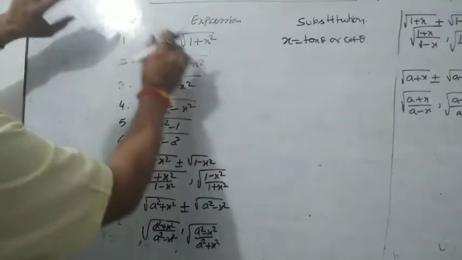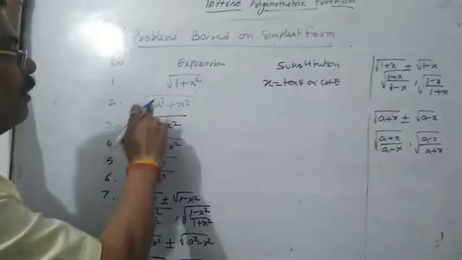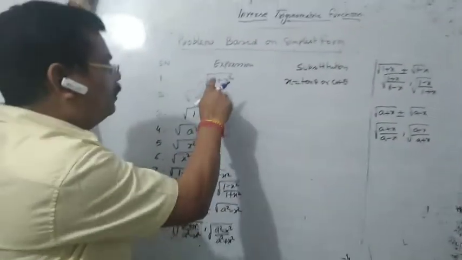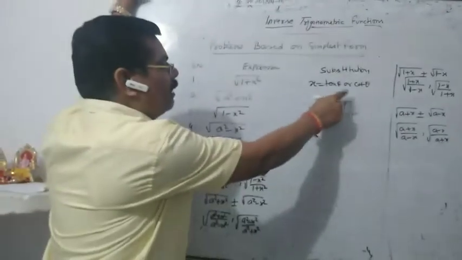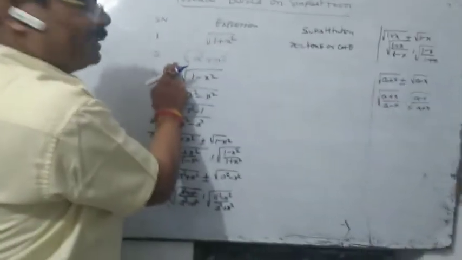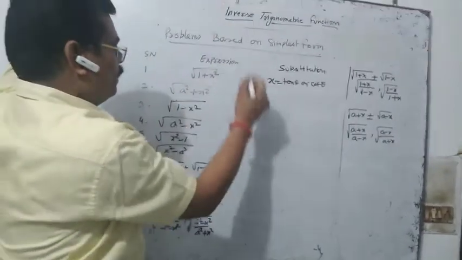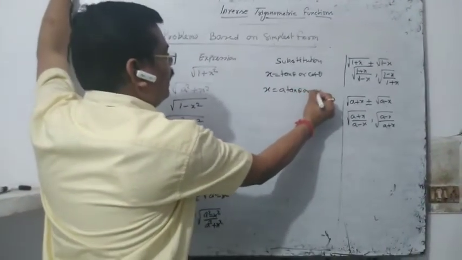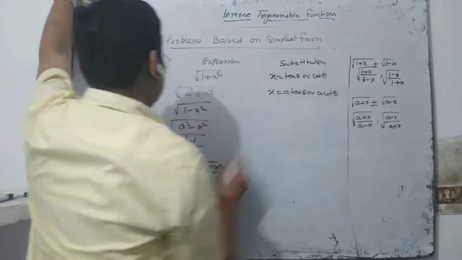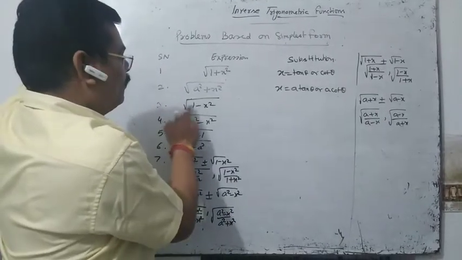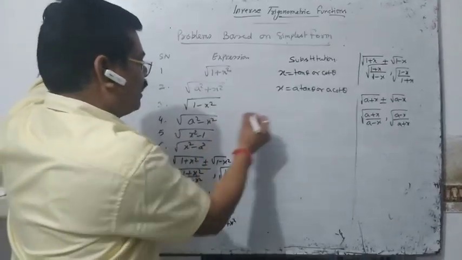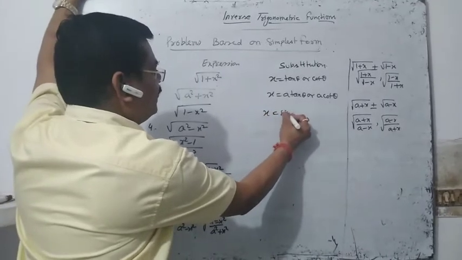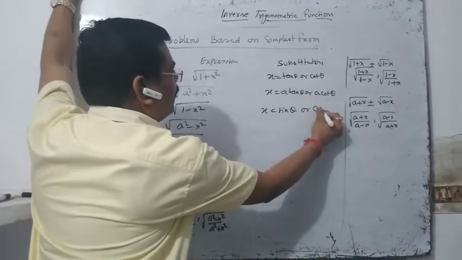So if the expression in the inverse form is root of 1 plus x square, you can put x equal to tan theta or cot theta. Similarly, if the expression is root of a square plus x square, put x equal to a tan theta or a cot theta. If the expression is root of 1 minus x square, put x equal to sin theta or cos theta.